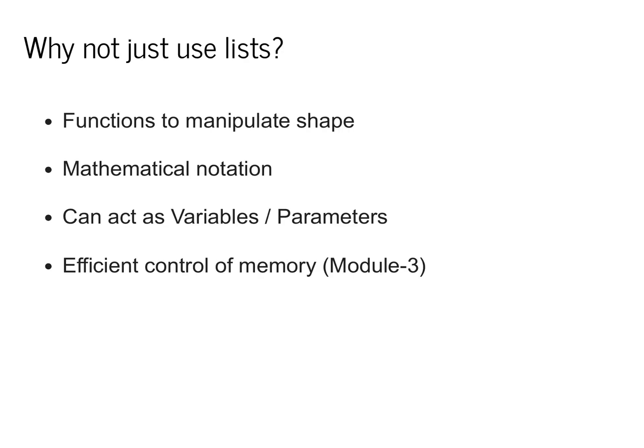We talked a little bit last class about why we can't just use lists. Lists work fine for storing the information we need, but they make it difficult to manipulate the shape, and they also don't correspond to our standard mathematical notation. We'll also see that tensors allow us to implement autodifferentiation and that they allow us to implement things efficiently.